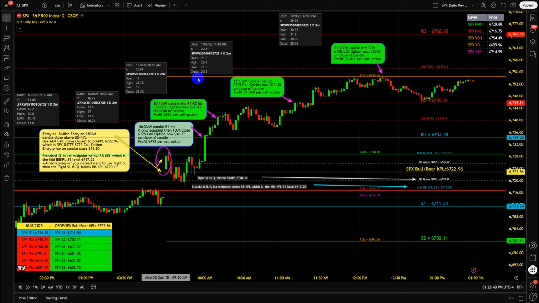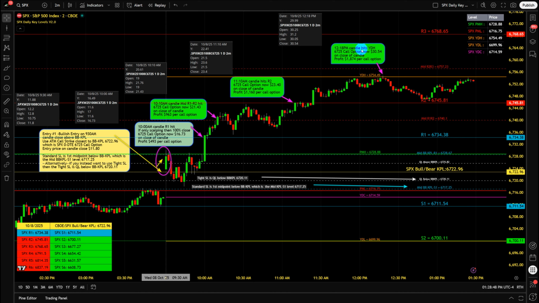Okay, so continuing on here, we pointed this out. Here at the R2 level, we have a profit of $1,160 per call option. And then the next hit is the YDH level. As you can see, it came very close to that level here, came very close here, came very close here, finally hits it here, wicks through it just slightly, and then closes slightly below it.